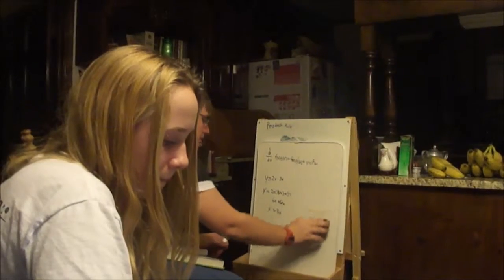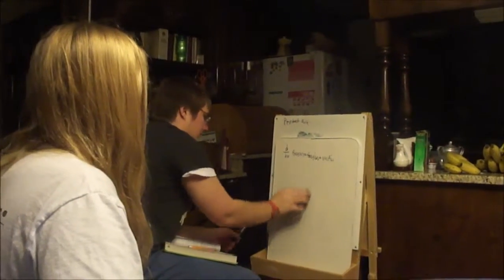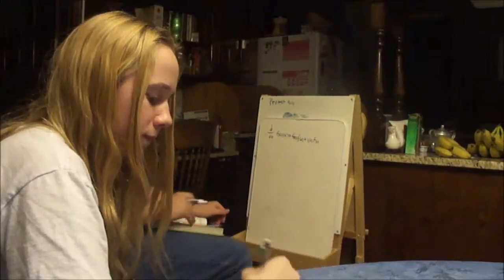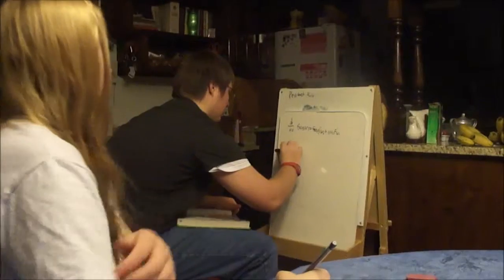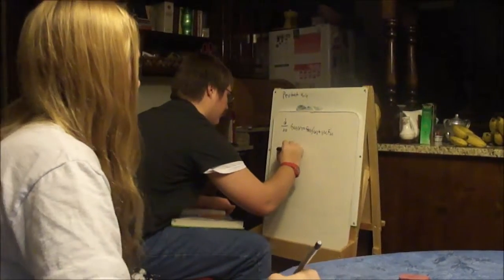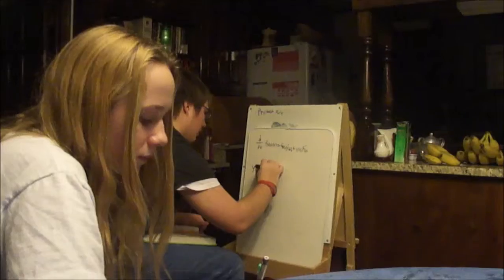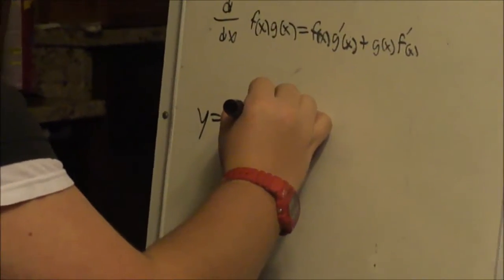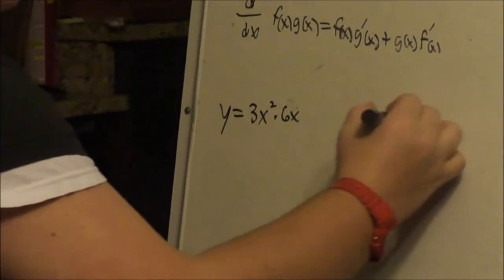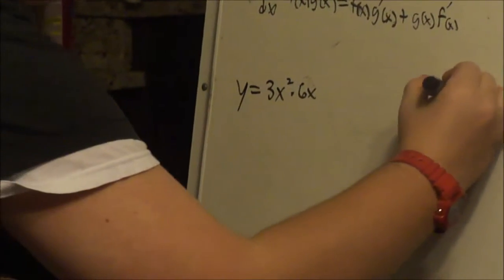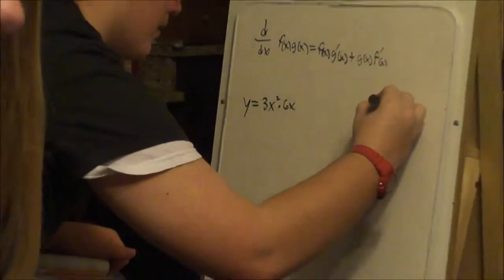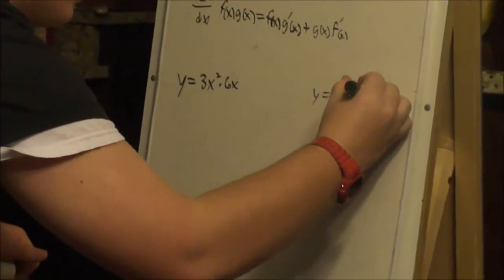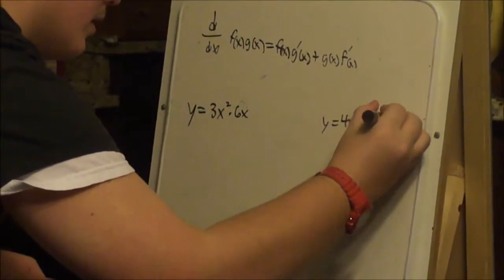Alright, so now let's work some out. So y equals 3x squared times 6x, and y equals 4x cubed times 2x squared.